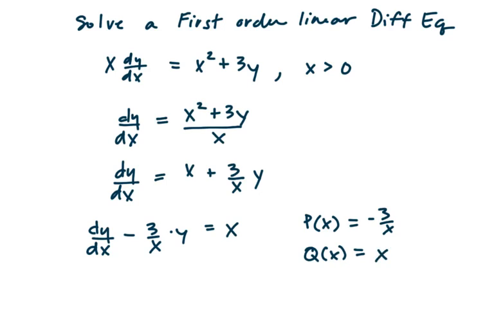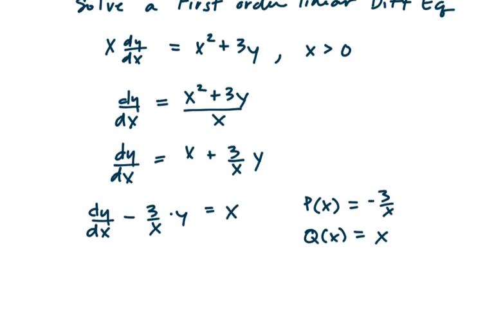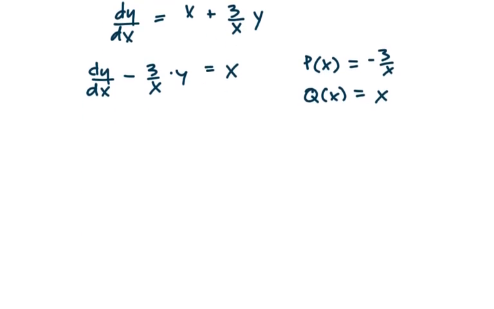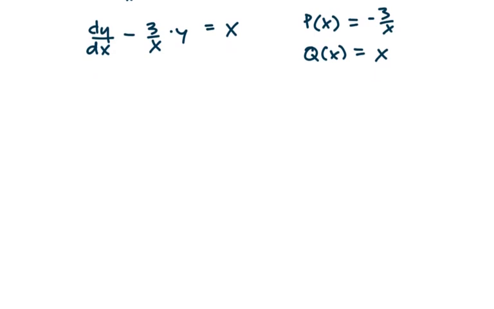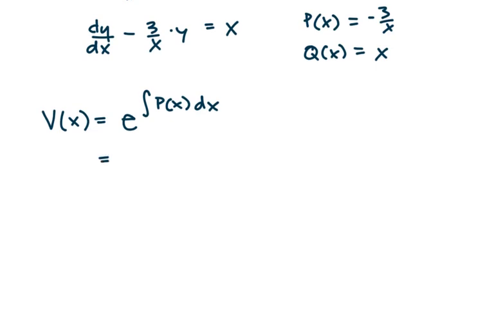Now that we've put it into standard form, we can derive our integrating factor. I proved that in a previous example, but the integrating factor, v of x, is defined as being e to the integral of p of x dx. So in this situation, my integrating factor is going to be e to the integral of negative 3 over x dx.